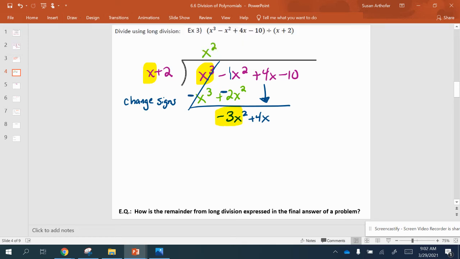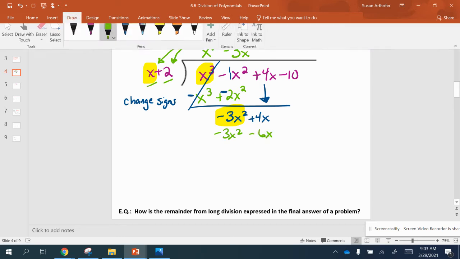So we're going to focus on the front terms. Do not look at the red anymore. We're down here in the blue. We're going to look at the first terms, and we're going to ask ourselves, what times x gives us negative 3x squared? What goes up there? Well, negative 3x. Negative 3x times x would match negative 3x squared. You're going to distribute that to both terms. So negative 3x times x is negative 3x squared. Negative 3x times 2 is negative 6x.